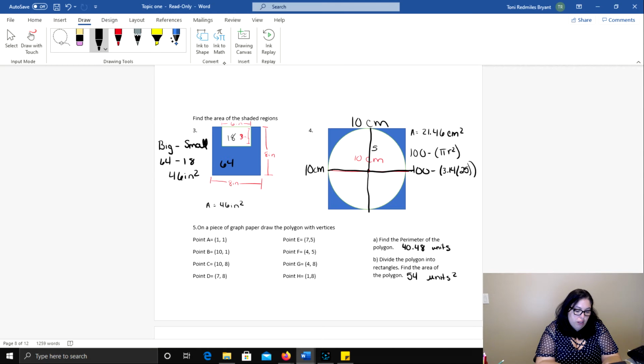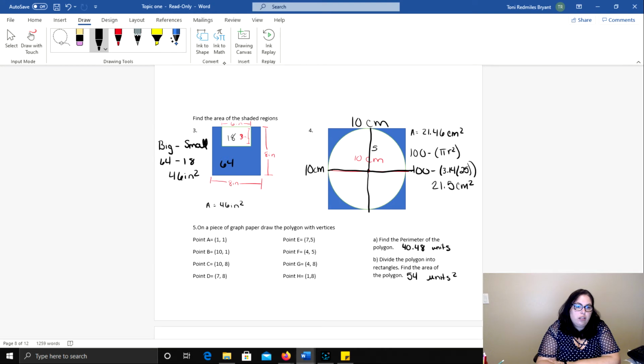Can't forget those parentheses. I wanted to actually do the area first, which most calculators will do because that's multiplication, but just to be on the safe side. All right, and that's going to give me 21.5 instead of 21.46. So this time I actually got slightly higher, and that's centimeters squared, probably because of rounding.